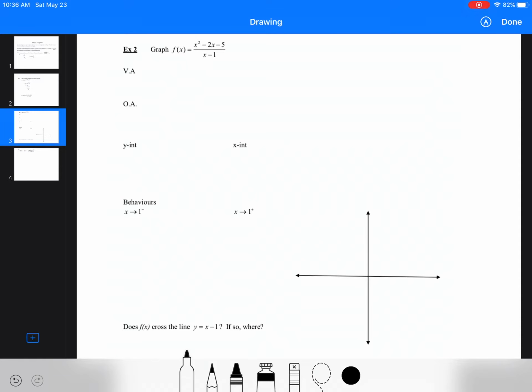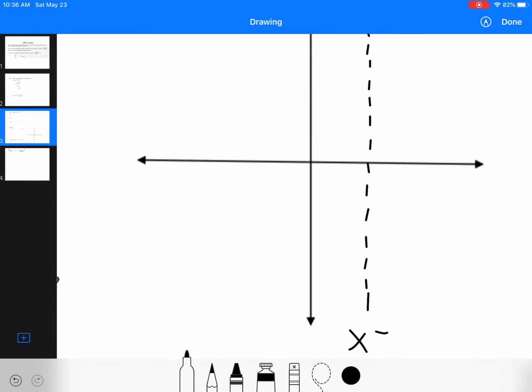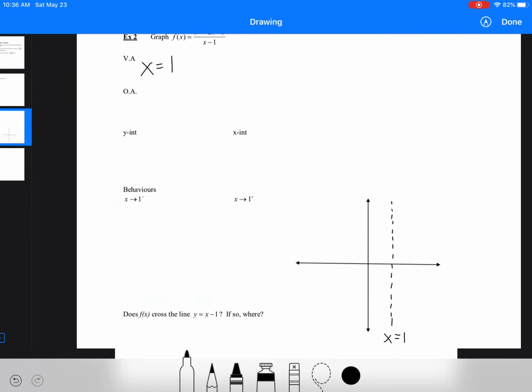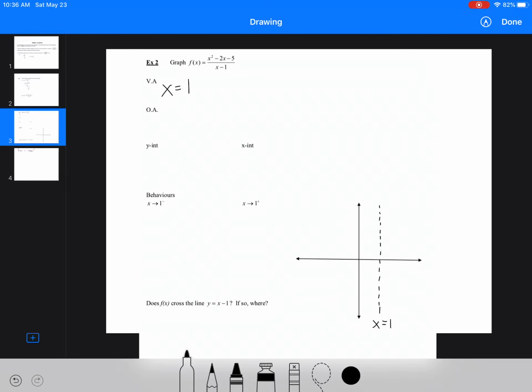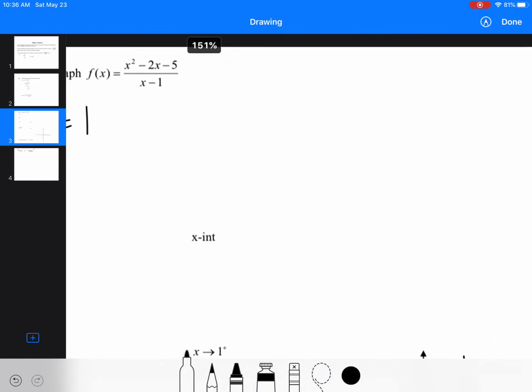So first thing, find your vertical asymptote. So we set the bottom of the equation equal to 0. So our vertical asymptote is x equals 1. So let's put x equals 1 on the graph. Next, can we do a horizontal asymptote? Well, we can't because the degree isn't the same on the top and bottom. Regardless of what the bottom is, the top is always going to be infinitely bigger than it, so we can't have that. So what we need to do then is an oblique asymptote.